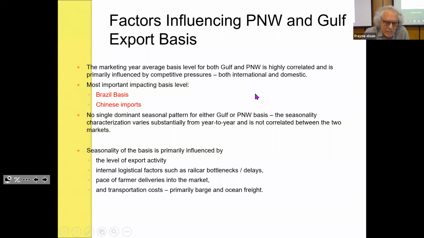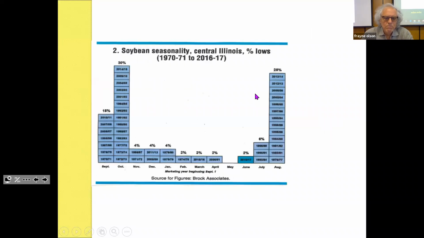Statistically, the second most important factor impacting the basis at export points is the level of Chinese imports. So when we had those really strong imports in that period of time, 14 through 17, that is what created that above average basis level. The reason we have abnormally low basis today is because of the lack of export sales.